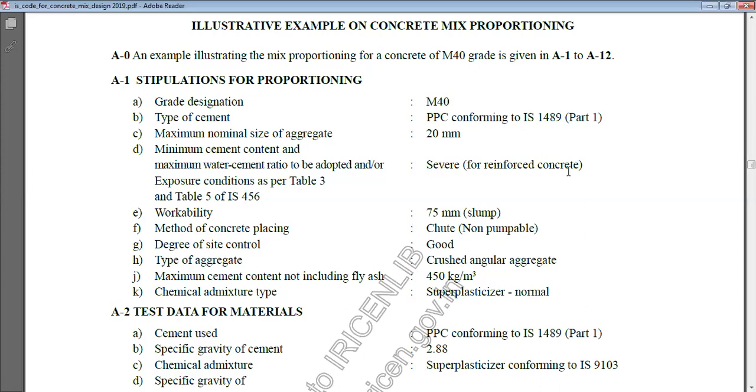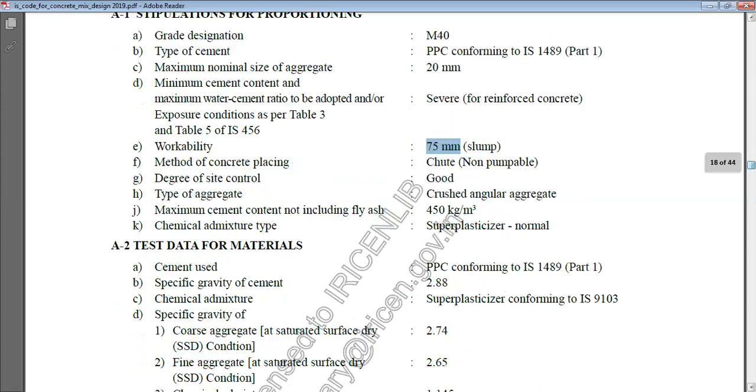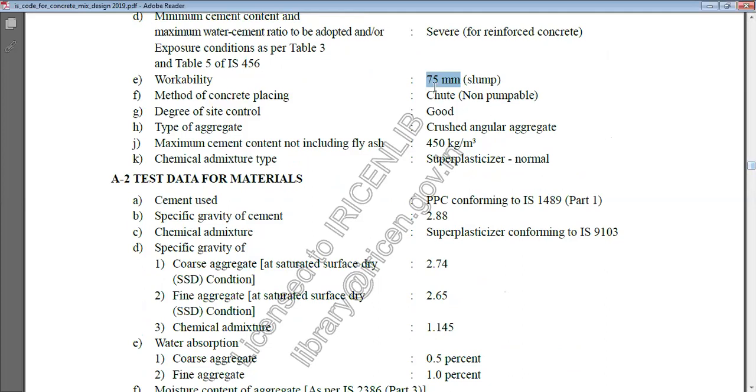It is for reinforced concrete. Workability is 75 mm. Here it is very important. For calculation of mix design proportions, the workability is very important. It is given as 75 mm slump. And next, very important is the method of concrete placing. It is non-pumpable, the chute method. If it is pumpable, you have to reduce the coarse aggregate by 10%. If it is not pumpable, whatever you get from the coarse aggregate calculations, you can keep it as it is.